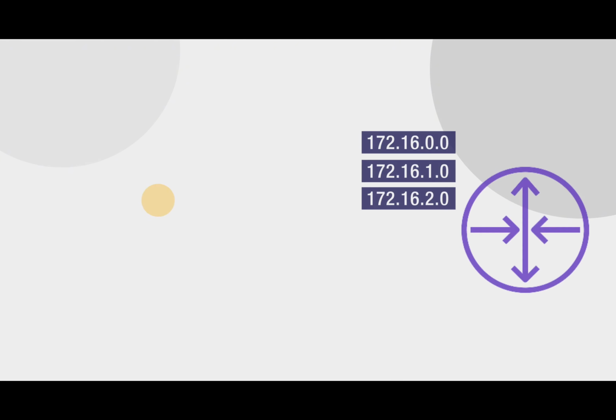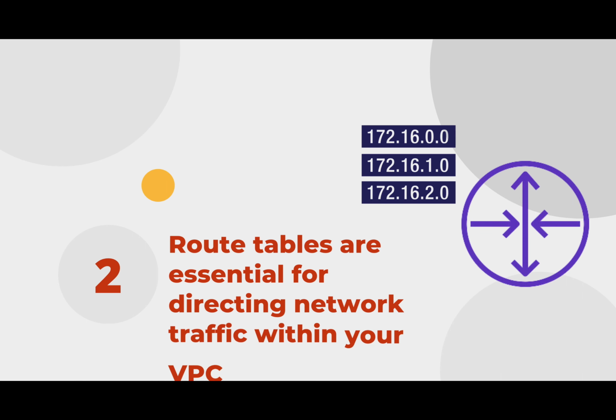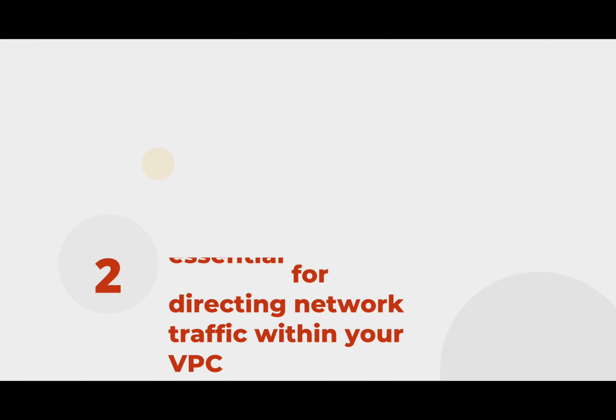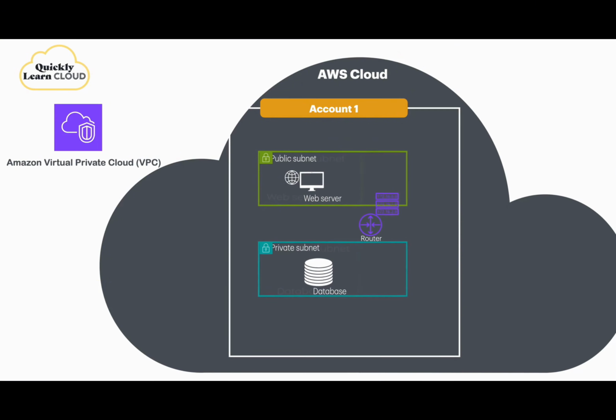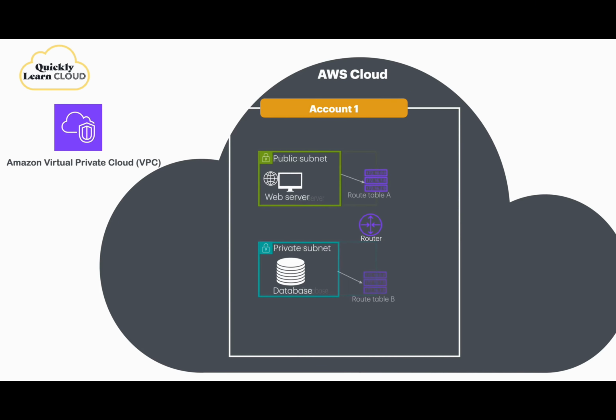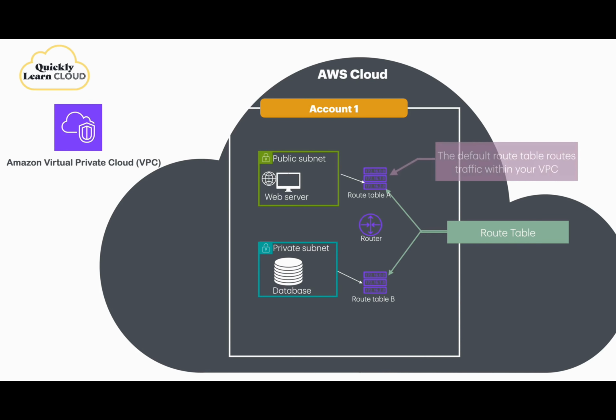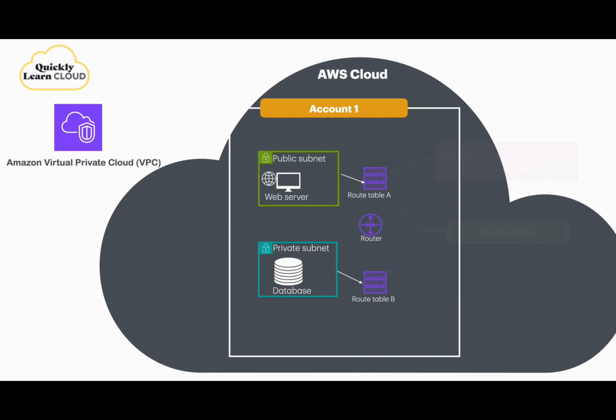2. Route tables. Route tables are essential for directing network traffic within your VPC. Each subnet in your VPC must be associated with a route table, which determines the next hop for each packet based on its destination IP address. The default route table provided by AWS routes traffic within your VPC, but you can add custom routes to direct traffic outside your VPC.